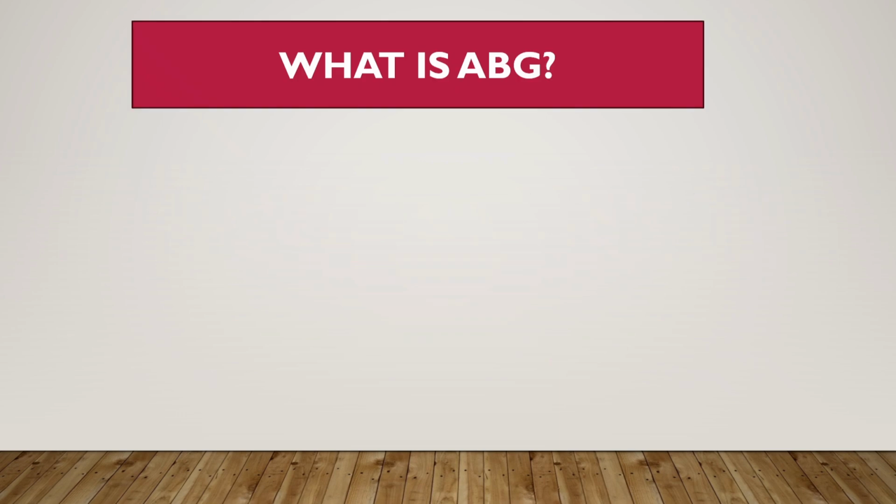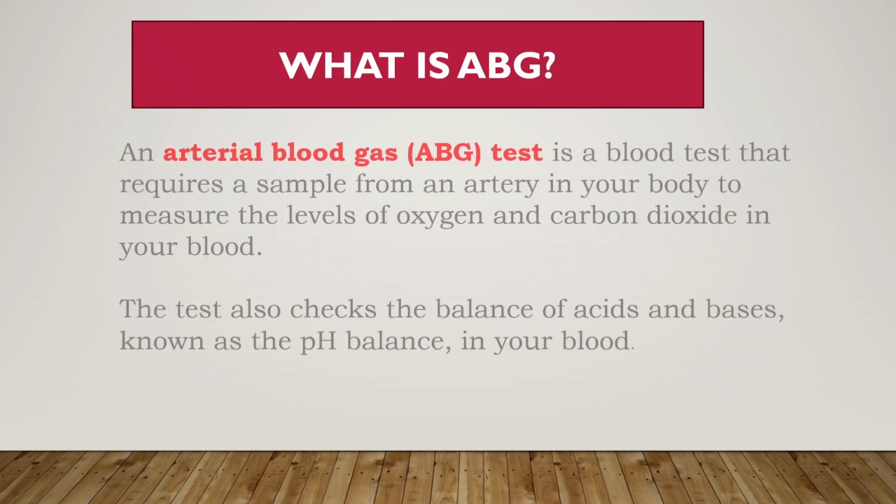We'll start with the definition of arterial blood gas. ABG is just a blood test where you collect the sample from an artery and measure the levels of oxygen and carbon dioxide in our body. Along with that, you also test the balance of acids and bases, that is known as the pH balance. So O2 levels, CO2 levels, and the pH balance in our blood.